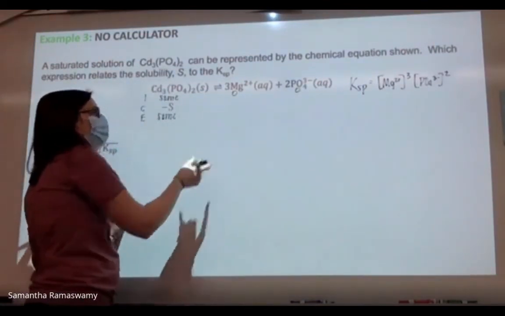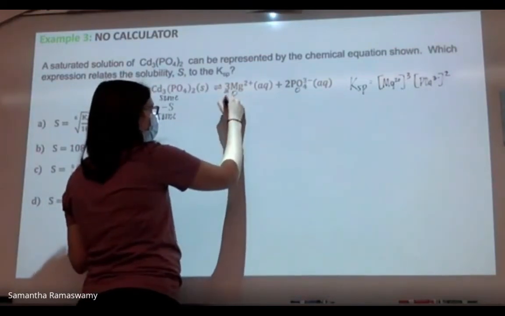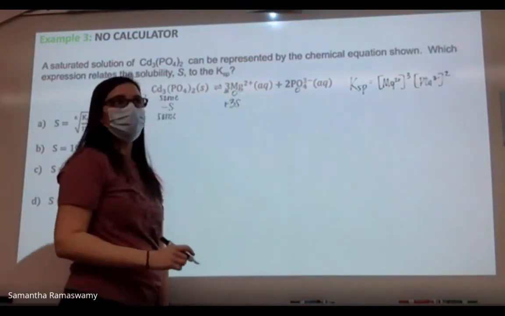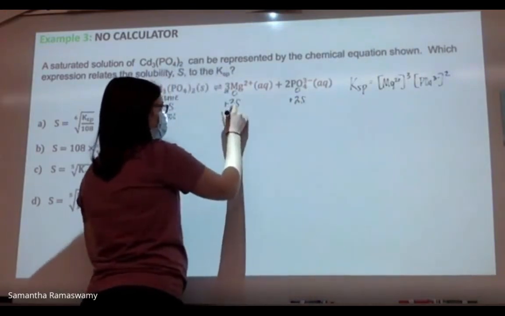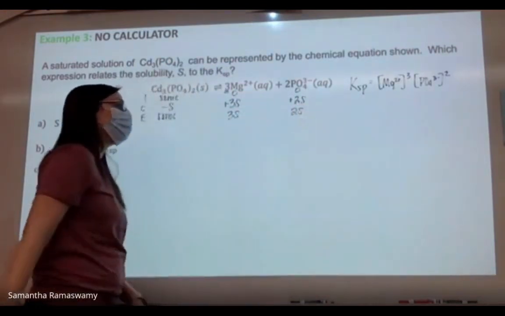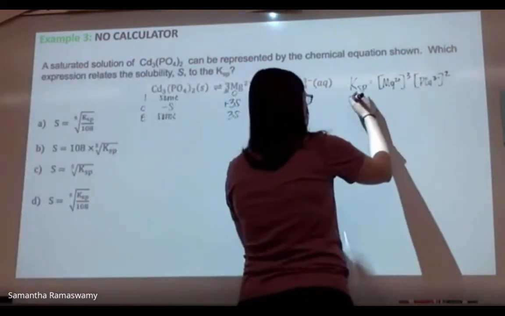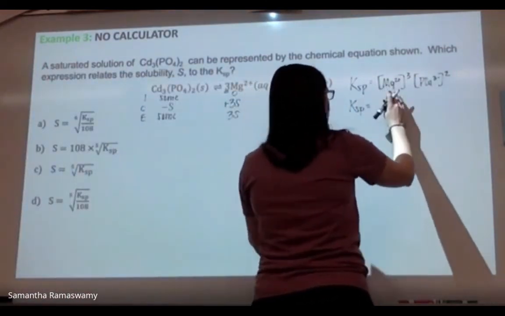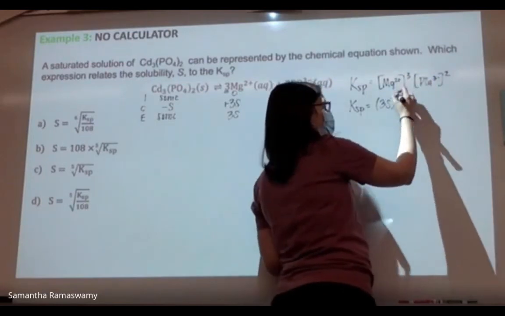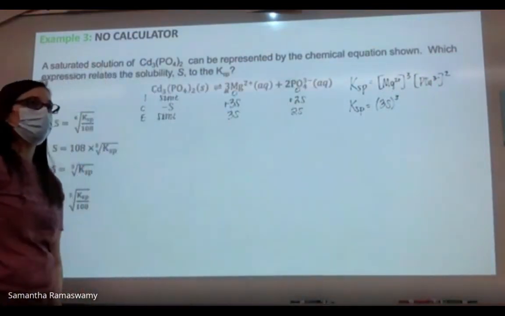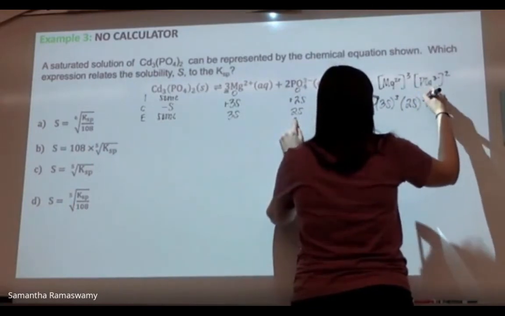So what would my change be for the magnesium ion? If you look at the coefficient, it's going to be 3 times the solubility. And phosphate is going to be 2 times the solubility. So at equilibrium, we have 3S and 2S. And we're just going to plug that into Ksp. So for Mg2 plus, it's 3S. This is why writing the expression is so useful. Bring the cube down. Phosphate, 2S, bring the squared down.